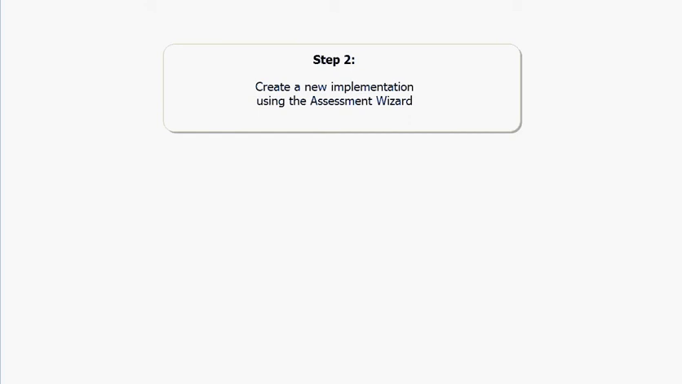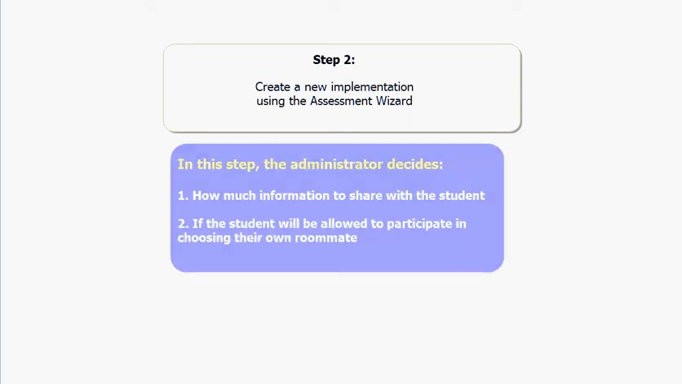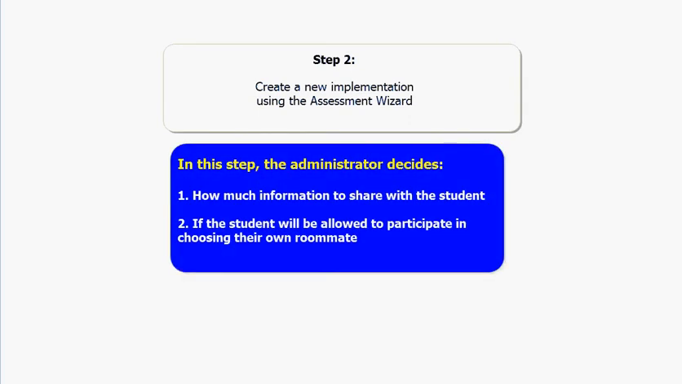Step 2. Creating a new implementation using the assessment wizard. In this step, the administrator will decide how much information to share with the student, such as names of matches, profiles, and contact information, and if the student will be allowed to participate in choosing their own roommate.